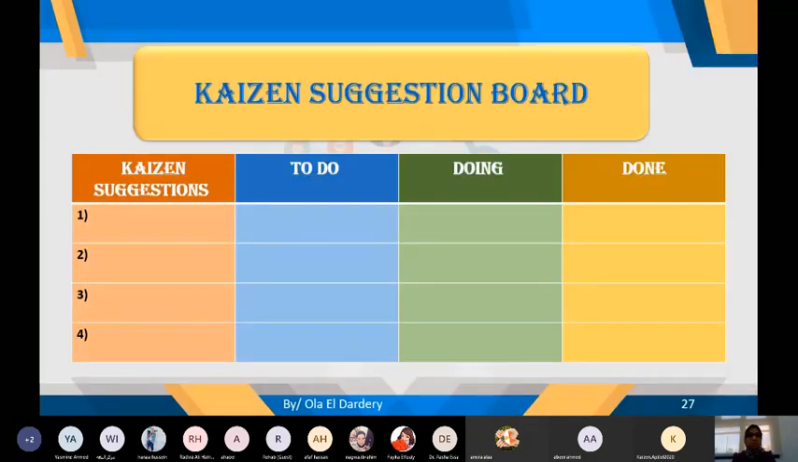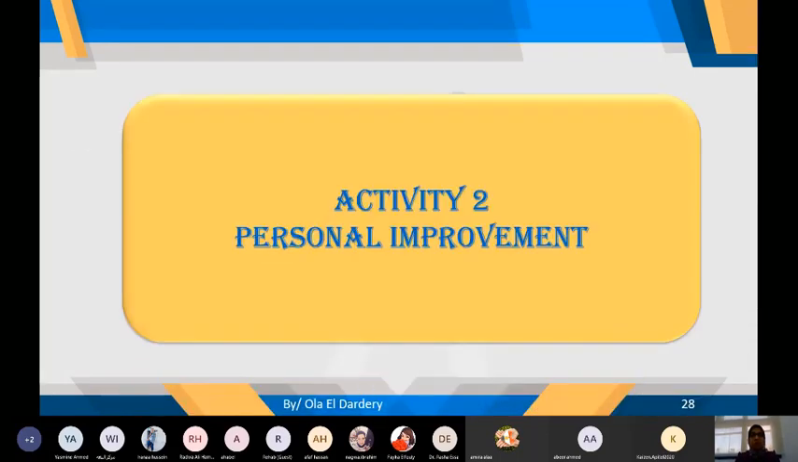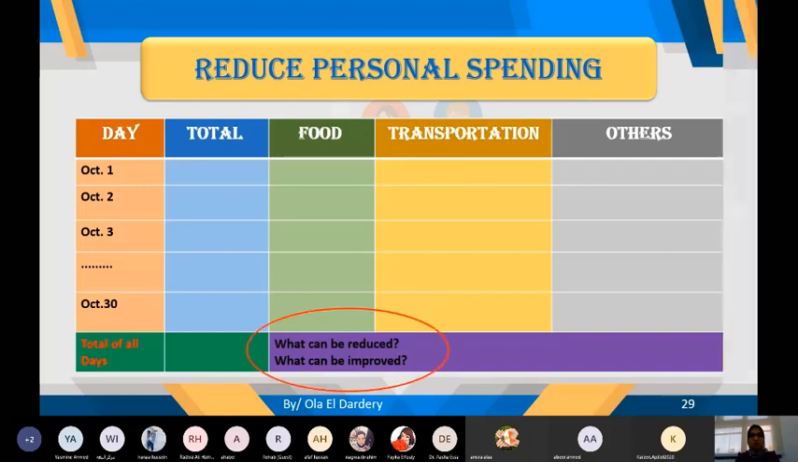This is a Kaizen suggestion board. It can be placed in any school. It can be placed in any class. It can be placed in any person's office for his personal improvement, for his students' improvements, and so on. So this is a suggestion board.